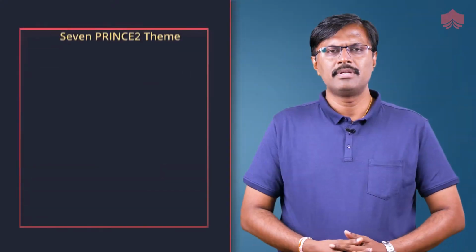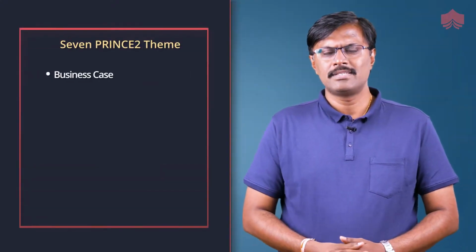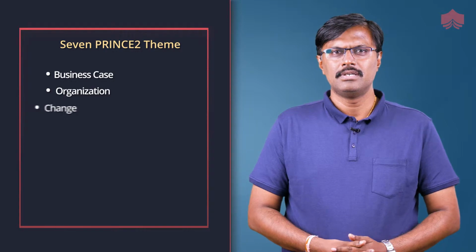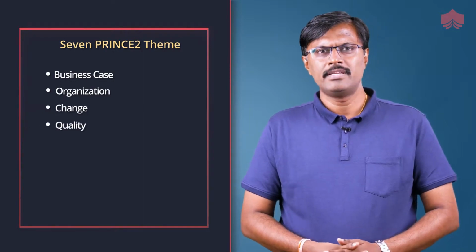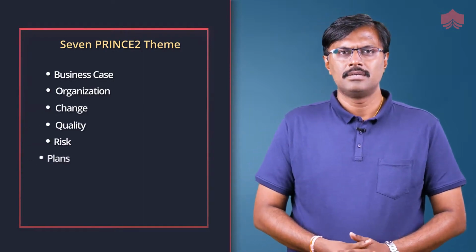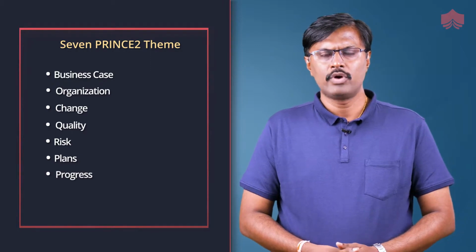The 7 PRINCE2 processes apply the actions relating to the themes, and these themes can be tailored to suit the project environment. The 7 PRINCE2 themes are business case, organization, change, quality, risk, plan and progress. Now, let us look at the PRINCE2 themes one by one.